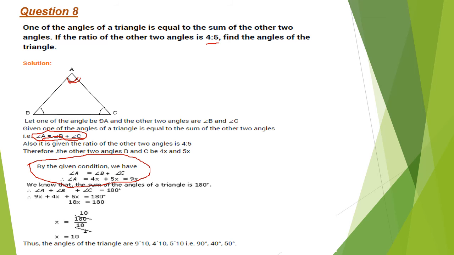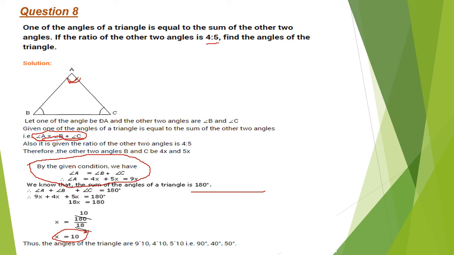Children, now let us take down the angles of a triangle. The sum of the angles of a triangle is always equal to 180 degrees. So 9x plus 4x plus 5x is equal to 180 degrees. 9x plus 4x, yes, it is 13x, children. 13x plus 5x, 18x equals 180 degrees. So, x equals 180 by 18. 18 ones are 18, 18 tens are 180. So, x value equals 10.